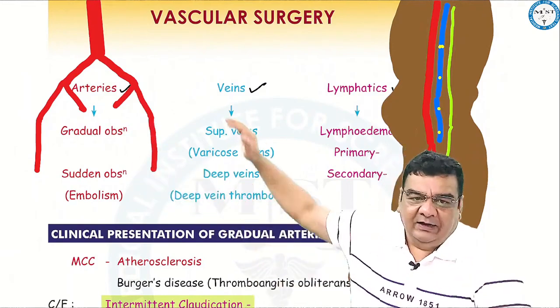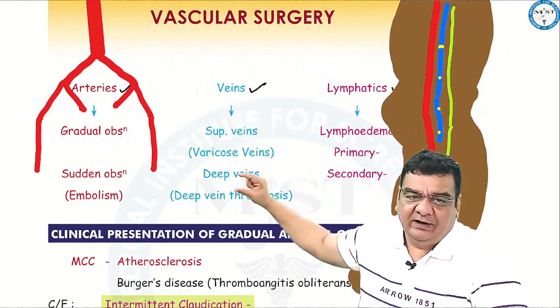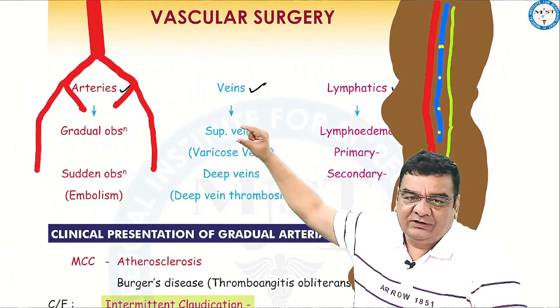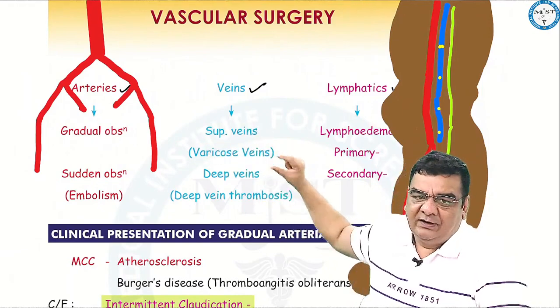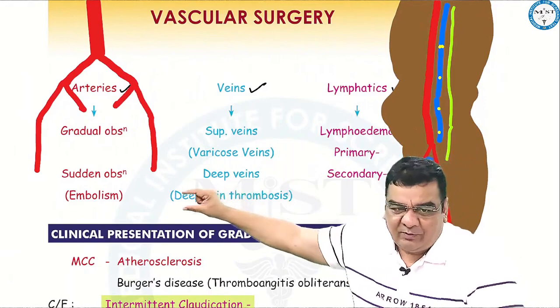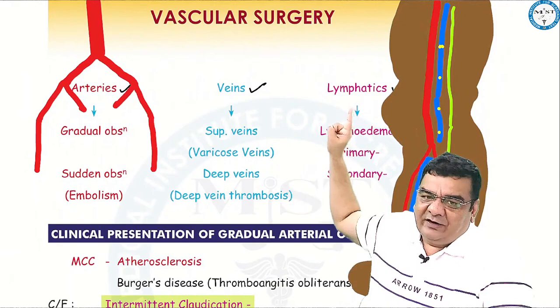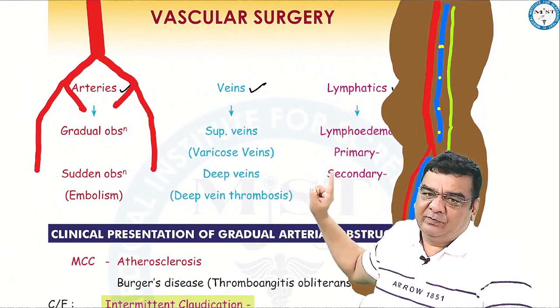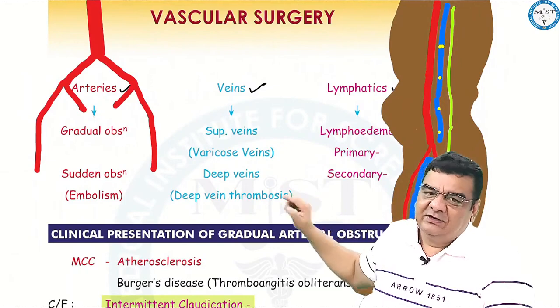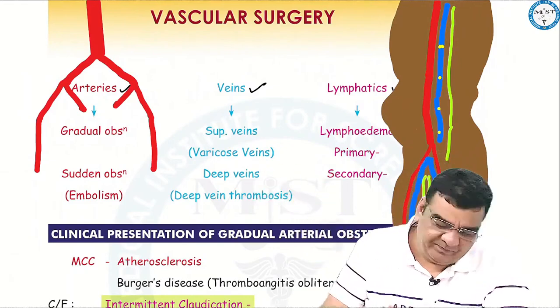In the veins, we talk about superficial veins and deep veins. Pathology in the superficial vein is commonly seen as the varicose vein. Pathology seen in the deep vein is commonly deep vein thrombosis. In the lymphatics, we see lymphedema, which can be classified into primary and secondary. So we'll talk about all these stories one by one, right?